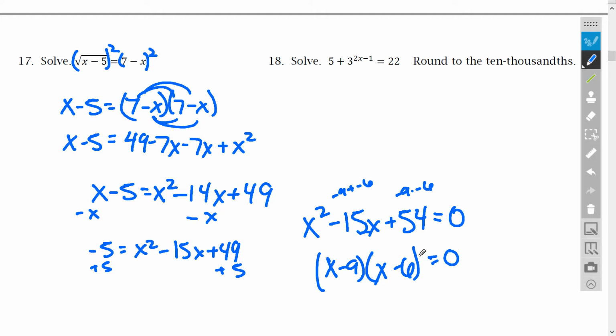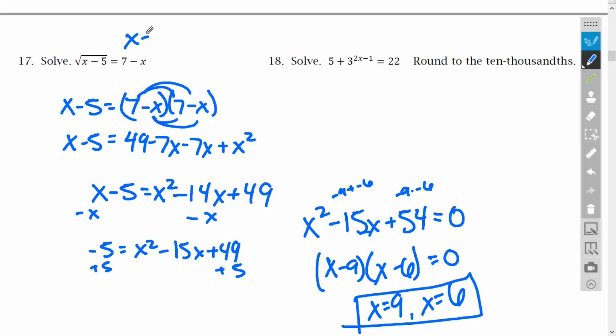So that would mean my solutions are positive 9 and positive 6. Now I need to make sure both of them work. What it means for both of them to work is I need to make sure that when I plug them in, I don't end up taking a square root of a negative number. Okay, so if I plug in 9, I get the square root of 4, which is fine. If I plug in 6, I get the square root of 1, which is fine. So both of these are going to work as solutions to number 17, 9 and 6. I really shouldn't write it that way. x equals, or you can write it as a set, 9 and 6, so a set of solutions.